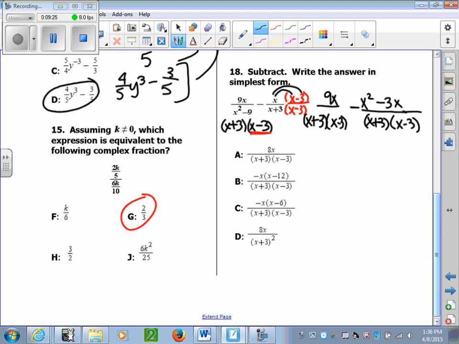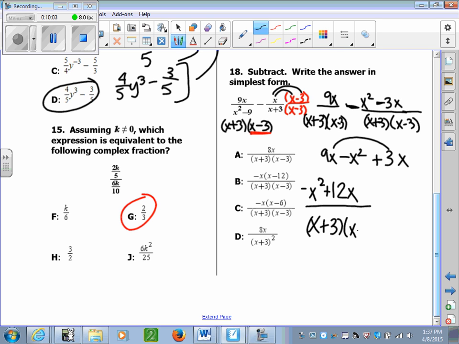So I'm going to look for like terms here. Well, we'll go ahead and write them down, and then we'll just combine like terms. So I have a 9x, and then I have this minus an x squared. And again, another minus the negative 3x, a minus sign gives me a positive 3x. Alright, now let's combine like terms. I have a 9x and a positive 3x here, which will give me a 12x. And this negative x squared, I'm going to put it out front just to put it into standard form. And then my denominator is x plus 3 times x minus 3. When I add and subtract, the denominator doesn't change.